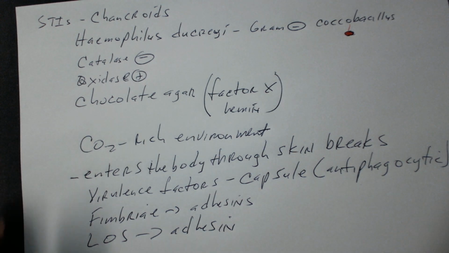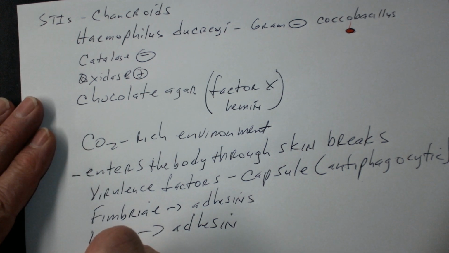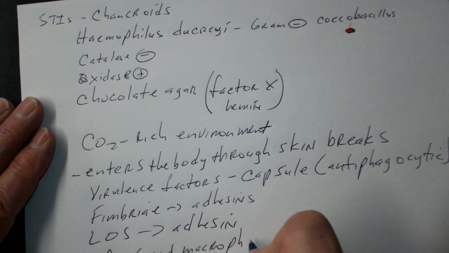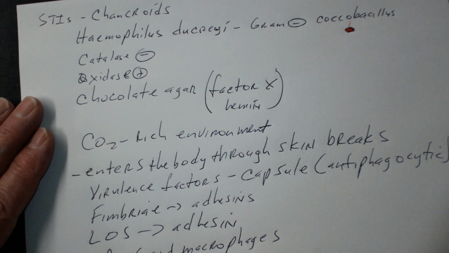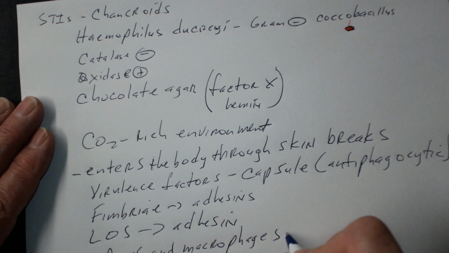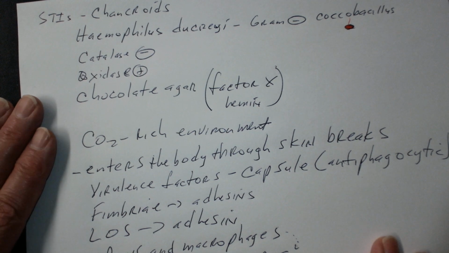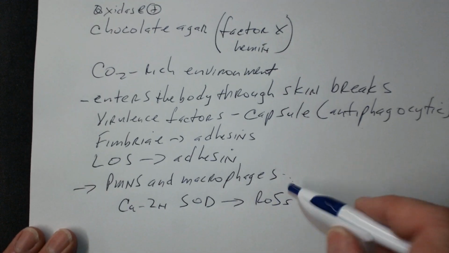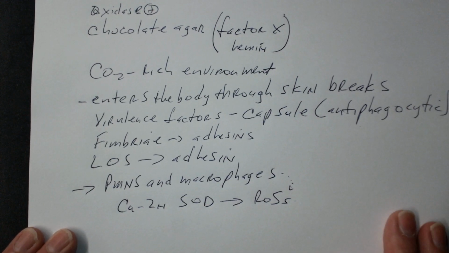When it attaches, it will recruit plenty of neutrophils and macrophages. But the organism makes a copper-zinc superoxide dismutase that protects it from the reactive oxygen species made by these cells. So these cells don't clear the organism, because it deals pretty successfully with the reactive oxygen species.